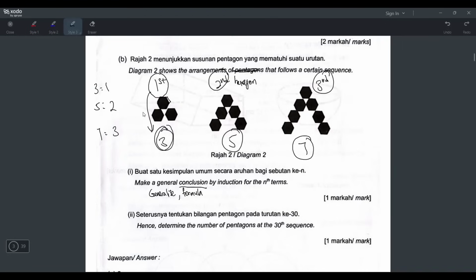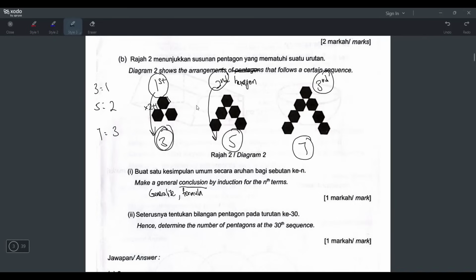Wait, is it? 1 plus 2 is 3. Oh, it's not plus 2, because 2 plus 2 is not 5. So I don't think the relationship here is plus 2. So what's the relationship between n, the arrangement number, and the number of hexagons? Let me think. Okay, I have to times 2 plus 1. Because 1 times 2 is 2, but to get 3, I have to plus 1. So the relationship between the arrangement number and the number of hexagons is times 2 plus 1.